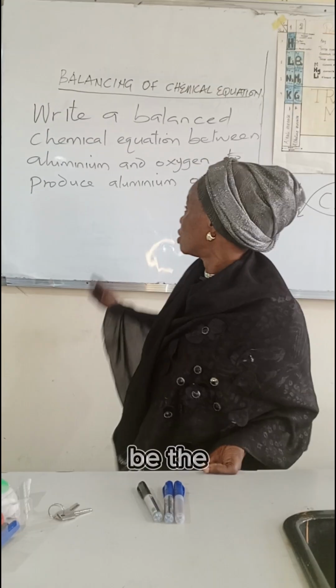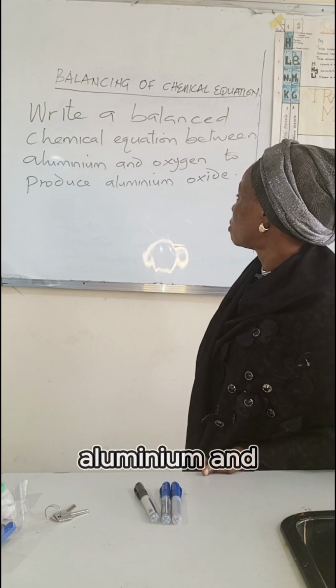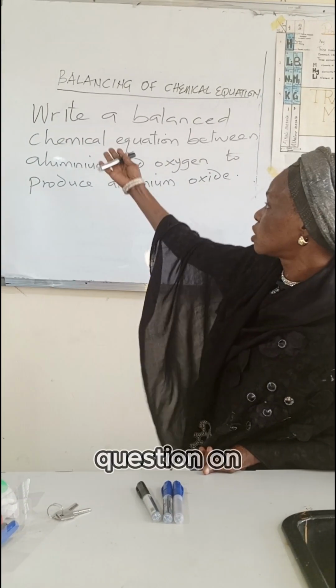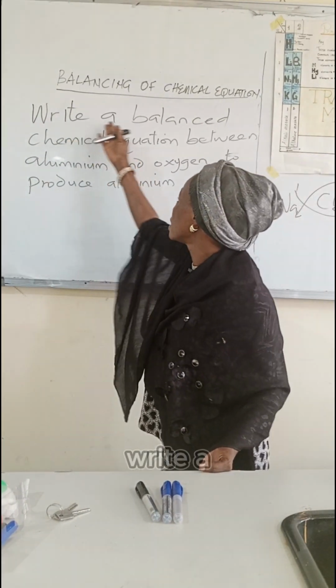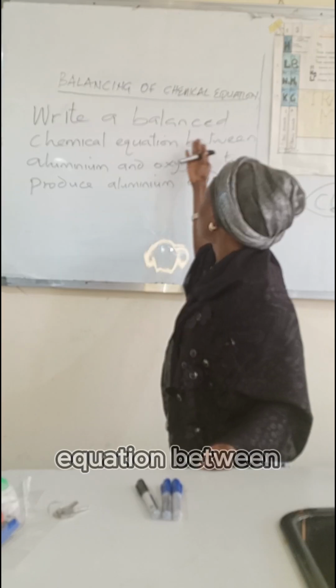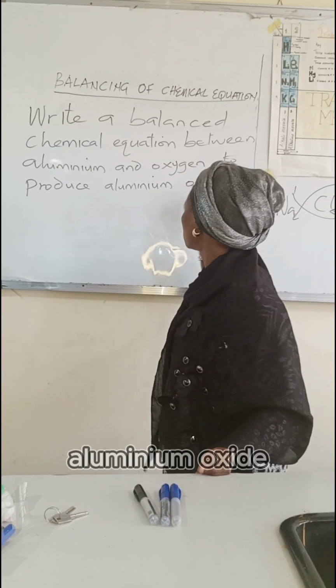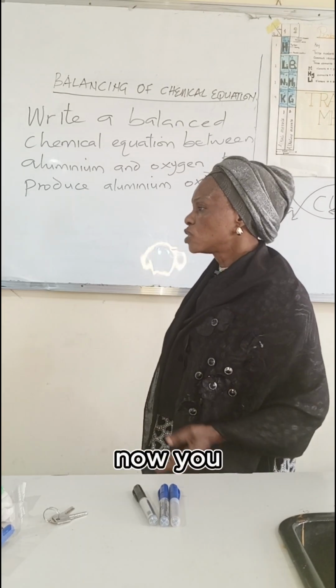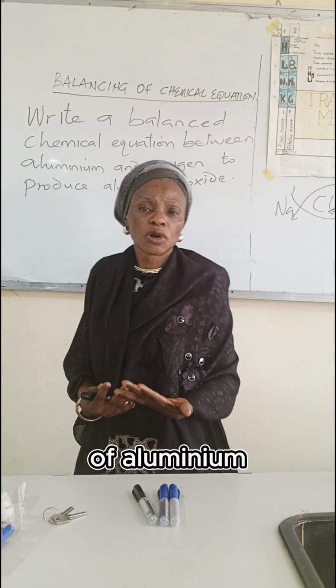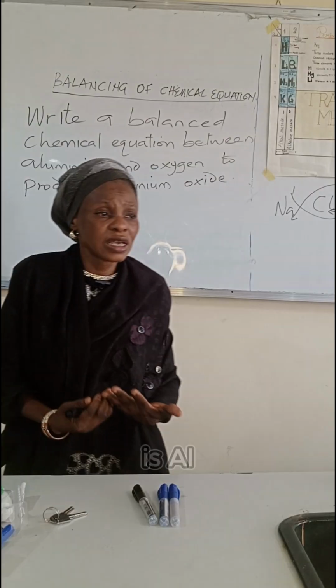Example shall be the reaction between aluminium and oxygen. You can see the question on the board saying write an equation between aluminium and oxygen to produce aluminium oxide. Now you will know the definition of aluminium. Of course, the symbol of aluminium is Al.